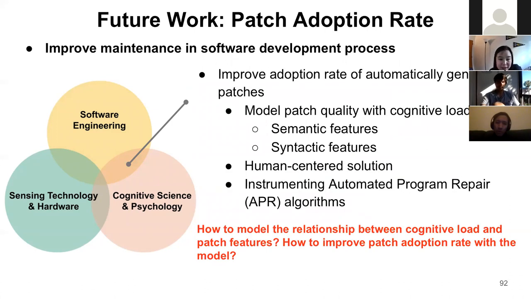Another direction I'm very excited about is to improve the adoption rate of automatically generated patches by modeling the relationship between humans' cognitive load and patch features, including both semantic and syntactic features. I hope such a human-centered solution can improve automated program repair algorithms on generating not only correct, but also easy to read and more acceptable patches. Some similar applications here can be: what hinders the deployment of formal verification? There should be more of them, but why does that happen? How can we change that? That's also something relevant to this future research direction.